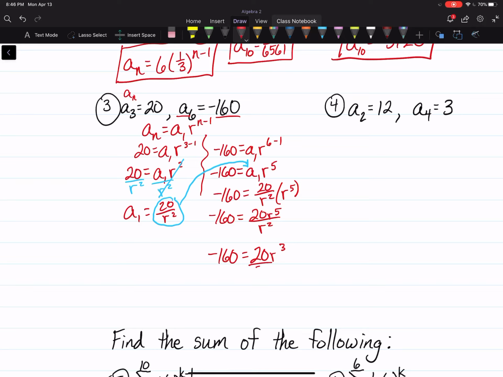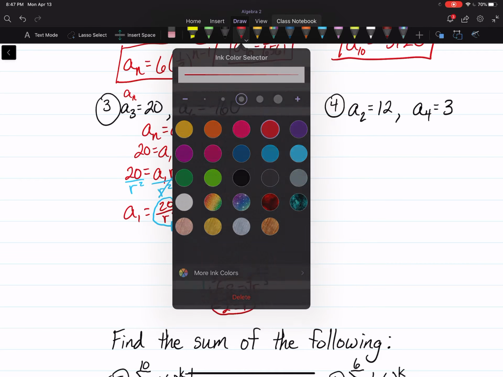And we divide by 20. You get negative 8 equals r to the 3rd. And when you take the cube root of that, you get negative 2 is r. And now remember, we only need a1 and r, and we have our equation. So we got r, we're halfway done. We're going to take this r and go back and substitute it in for r in the other problem.